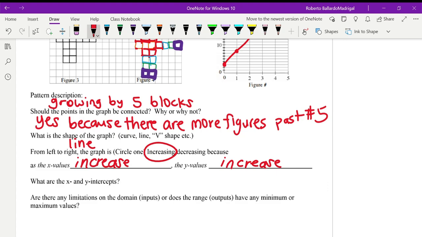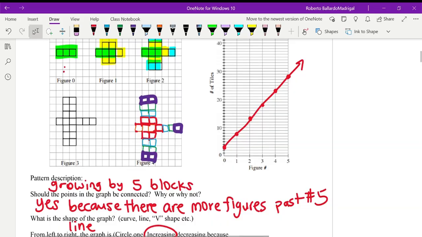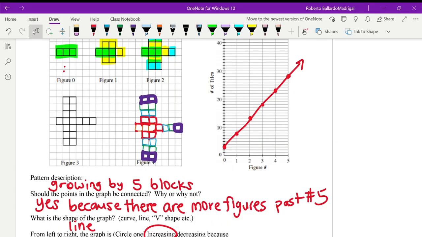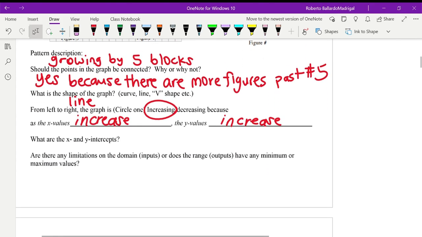All right, what are the x and y intercepts? So now this relates specifically to the graph. The x-axis, the one that goes horizontal, and the y-axis, the one that goes up and down, vertical. Okay. Are we intersecting with the line here, the x-axis? No, we're not. So we don't have an x-intercept. No x-intercept.